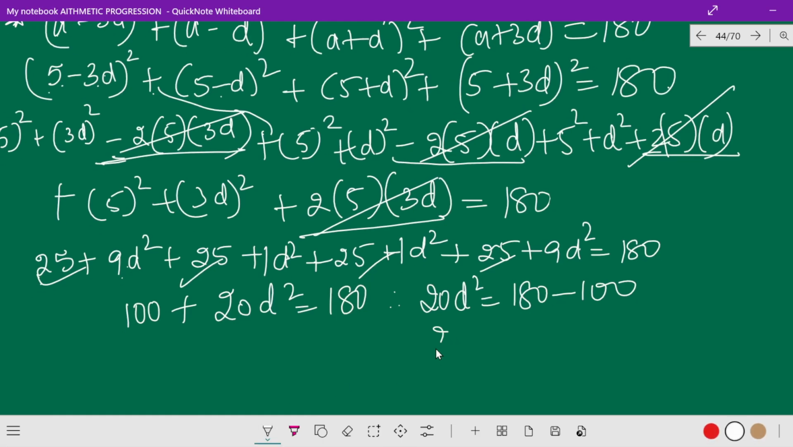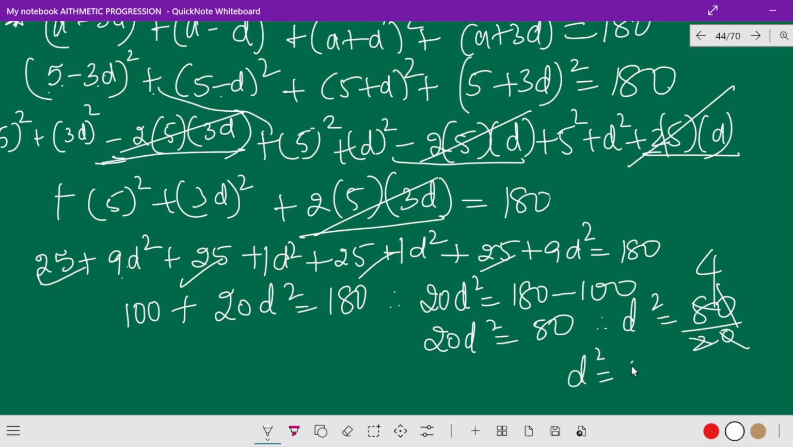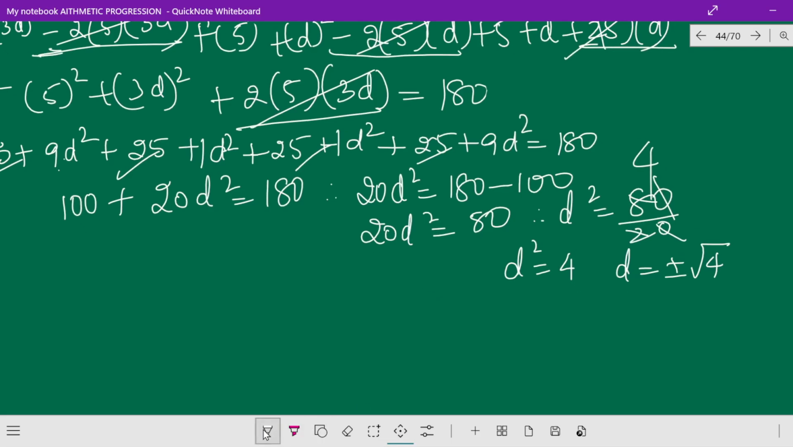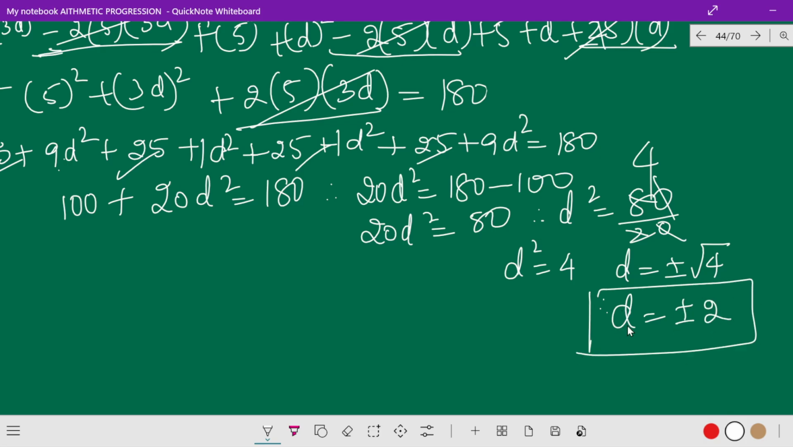20d squared is equal to 80. Therefore, d squared is equal to 80 by 20. 2 ones are 2, 2 fours are 8, 0 0 cancel, or 20 ones are 20, 20 fours are 80. d squared is equal to 4. d is equal to plus or minus root 4. So d is equal to plus or minus 2. So the d value is plus or minus 2.